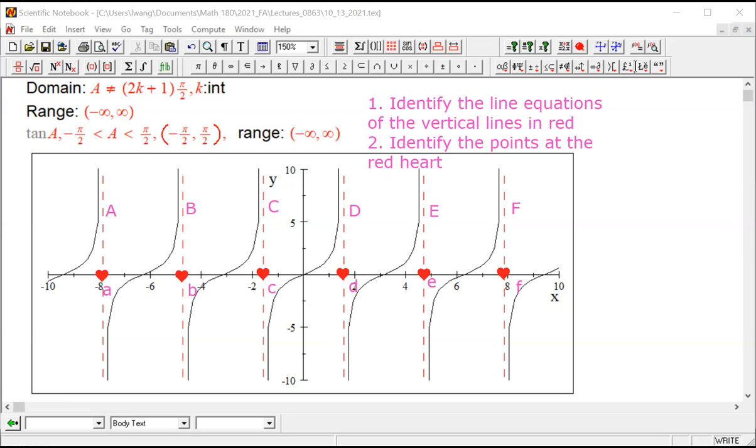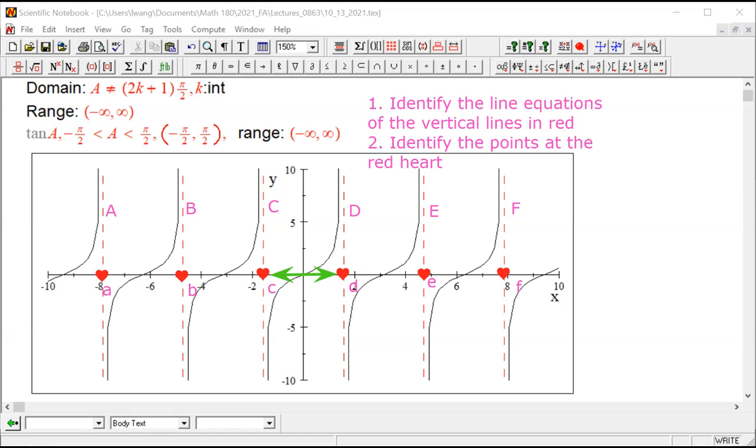Now, when you are given from negative pi over 2 to pi over 2, basically it meant the horizontal span over here. Okay, negative pi over 2 to pi over 2. So it's not going to be very difficult for us to realize that this point, this heart here, letter C, the x coordinate is negative pi over 2.